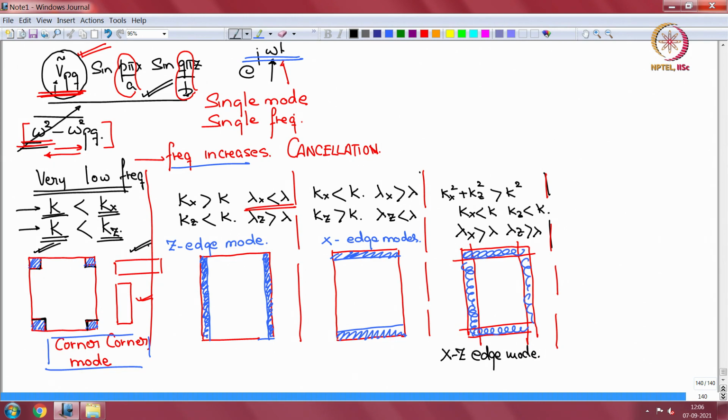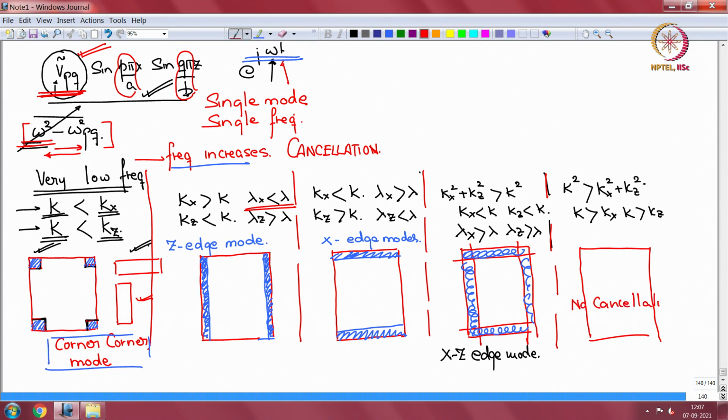And lastly what happens is that k square is greater than kx square plus kz square, and k is greater than kx and k is greater than kz, at which point the full plate is radiating. No cancellations now. And radiation efficiency reaches 1.